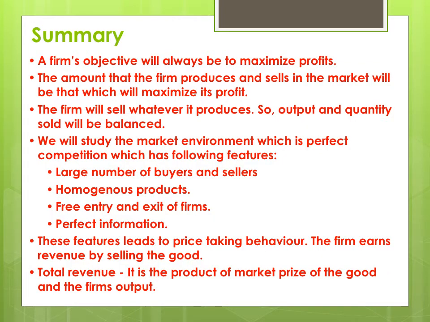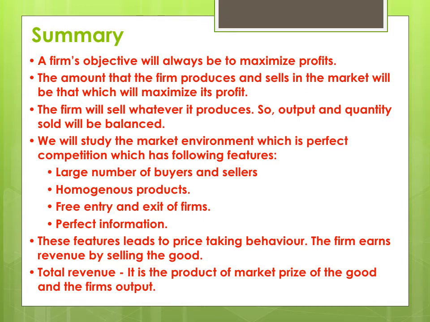Let us have a look at the summary of all the concepts that you have studied in this unit. A firm's objective always will be to maximize profits. The amount that the firm produces and sells in the market will be that which will maximize its profit. The firm will sell whatever it produces. So output and quantity sold will be balanced. This will give rise to the supply curve.